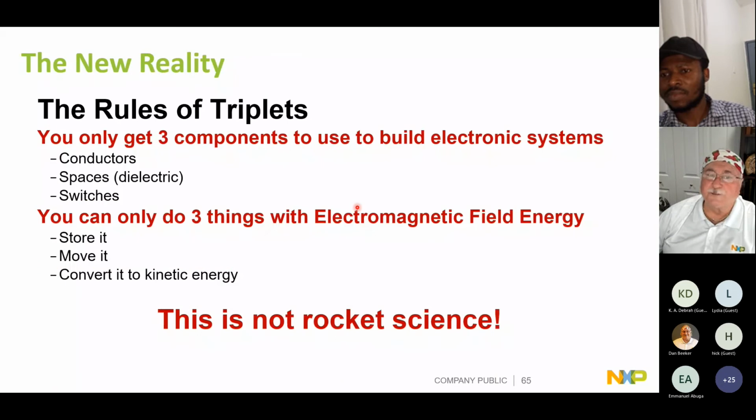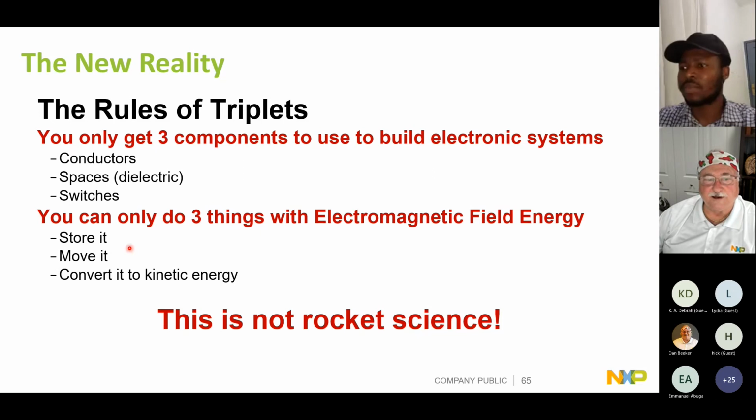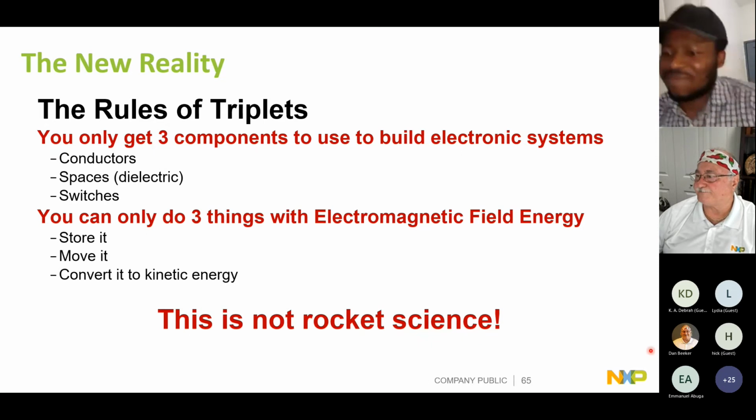The rule of triplets, you have to pound this into your brains. You get 3 components: conductors, spaces, and switches. And you can only do 3 things with field. You can store it, you can move it, or you can convert it to kinetic energy. Make something wiggle. It's not rocket science.